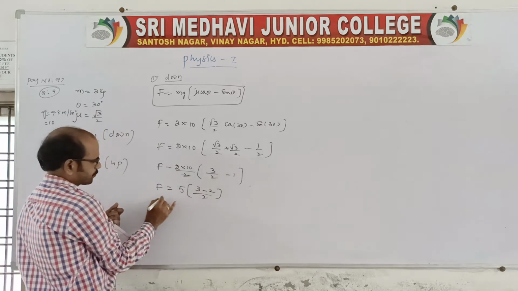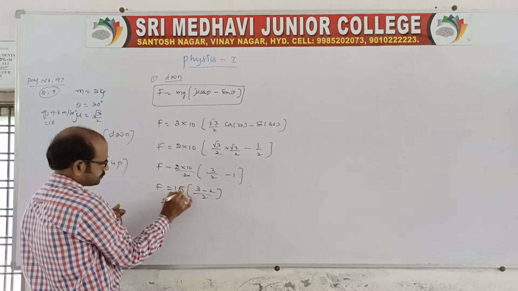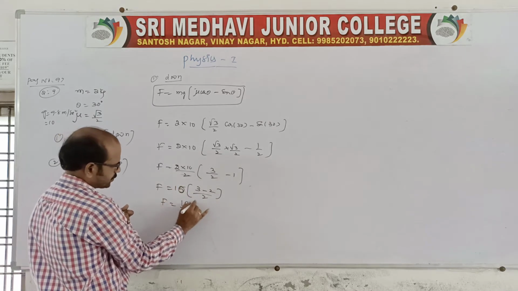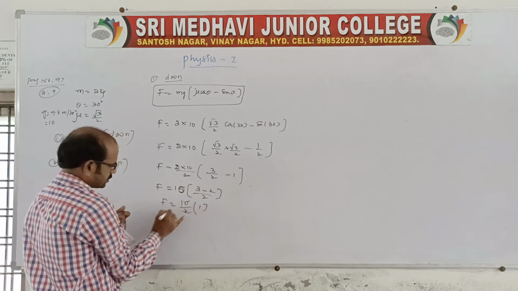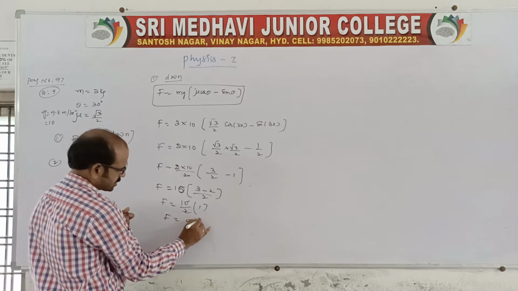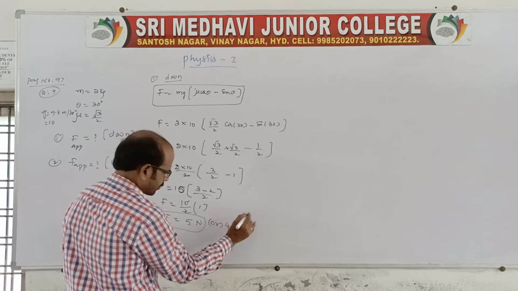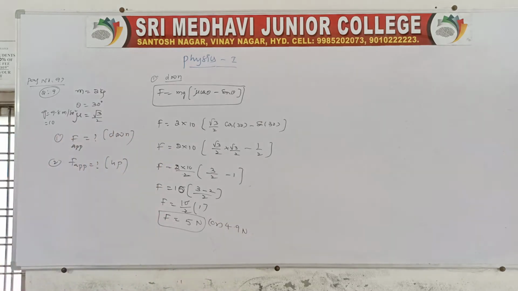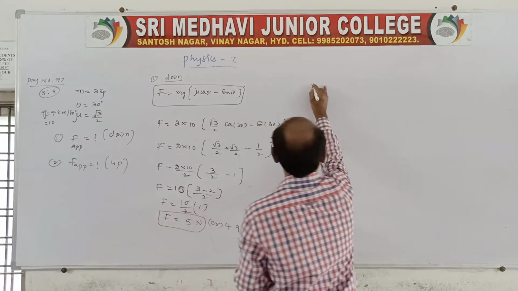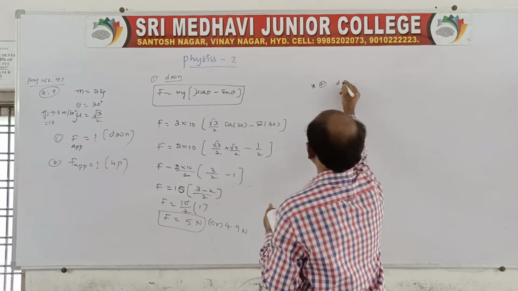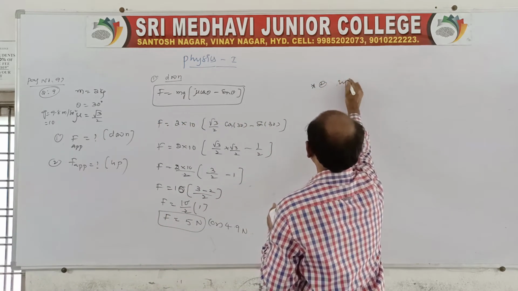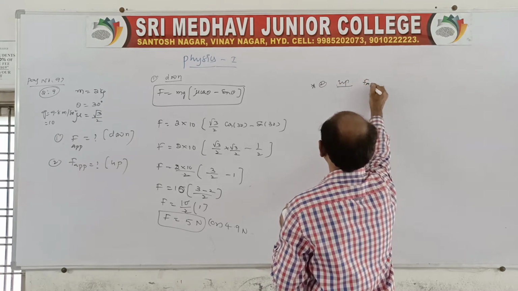LCM you take, therefore it is 10/2 into 1. So the answer will be 5 newtons. Suppose you take 9.8, we'll get approximately 4.9 newtons. So that is the applied force when sliding down. Now the second one is asking the sliding up case, find the applied force.